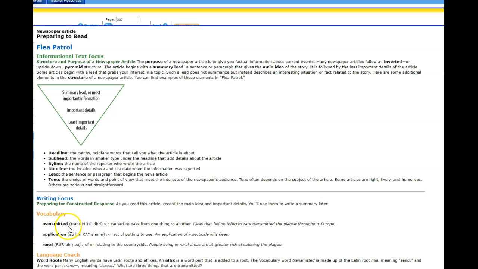Vocabulary. Transmitted. Verb. Caused to pass from one thing to another. Fleas that fed on infected rats transmitted the plague throughout Europe. Application. Noun. Act of putting to use. An application of insecticide kills fleas. Rural. Adjective. Of or relating to the countryside. People living in rural areas are at greater risk of catching the plague.